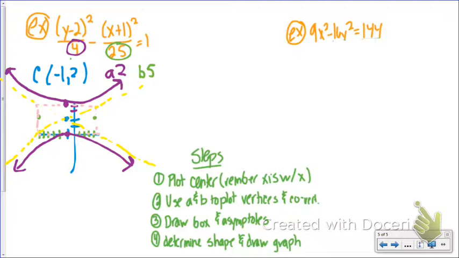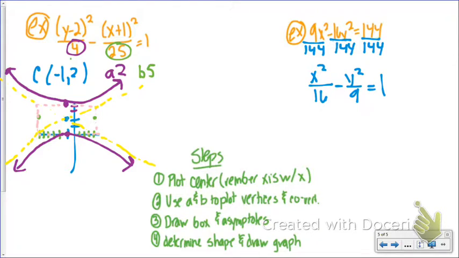And this one is actually also good because it's not already written in standard form. If you guys remember, standard form for both hyperbolas and ellipses should always equal 1. Since this doesn't equal 1, I need to divide by 144 so that this will equal 1. Now I can simplify. This can become x squared over 16 minus y squared over 9, and that's going to equal 1. So it'll be a little bit easier for me to work with.